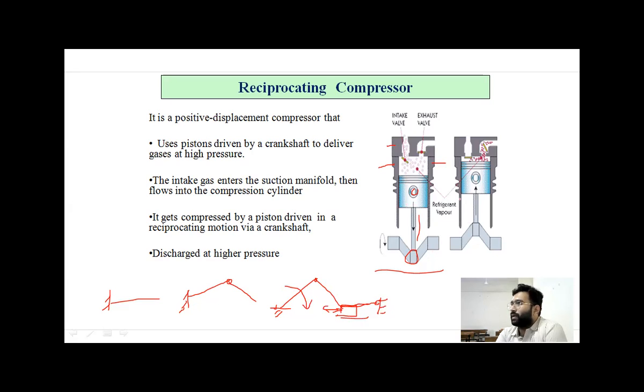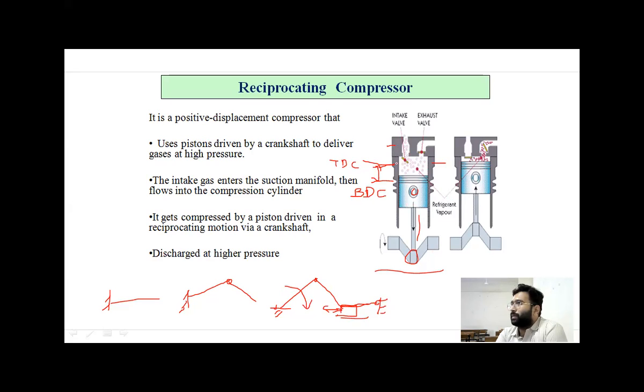Then we have this assembly. So what happens here? Here we have one top dead center, which we call TDC. Then we have a bottom dead center somewhere here. So the piston reciprocates between TDC and BDC. So this is the bottom dead center.